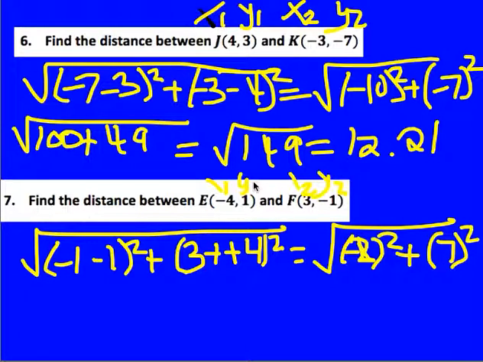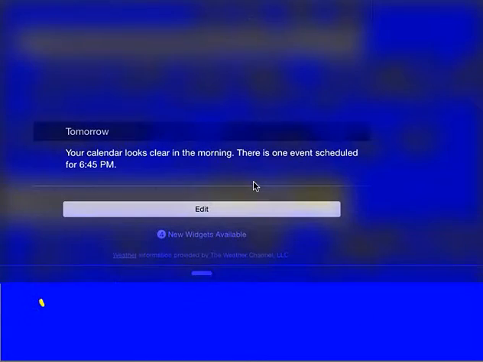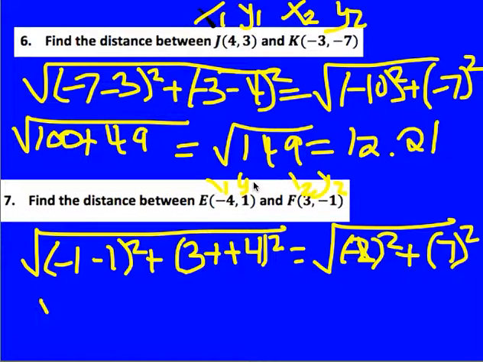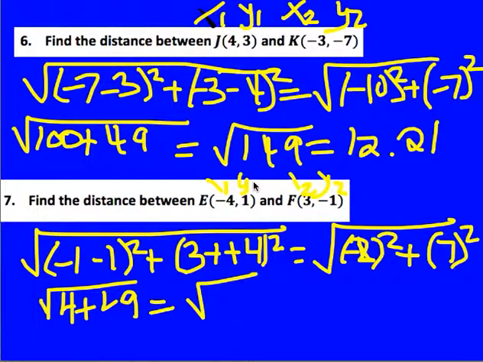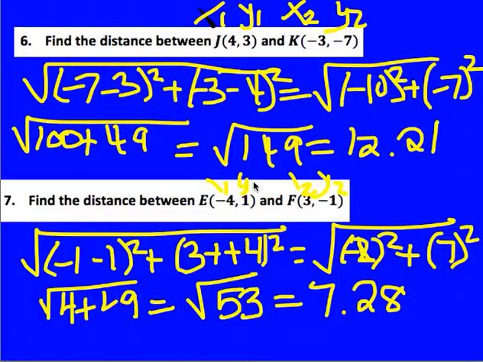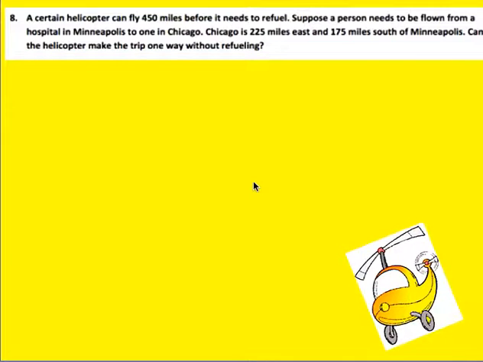So now I'm going to have 2 squared. Even though it's a negative 2, that's going to become a positive 4. And then 7 squared is 49. So I get 4 plus 49, and that's going to give me the square root of 53. So I'm going to calculate that out to a decimal, which is going to be 7.28.